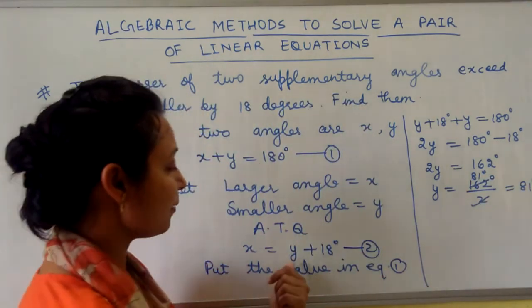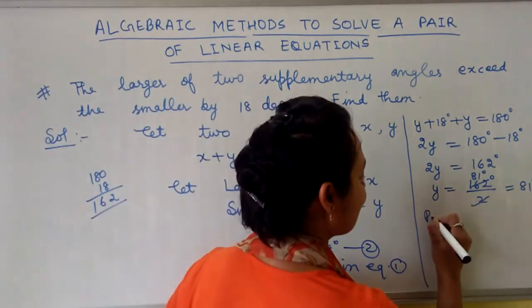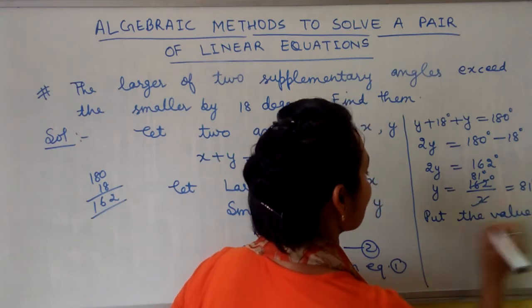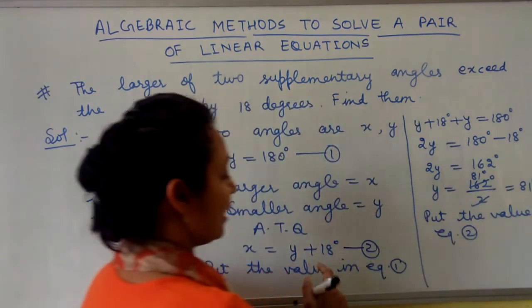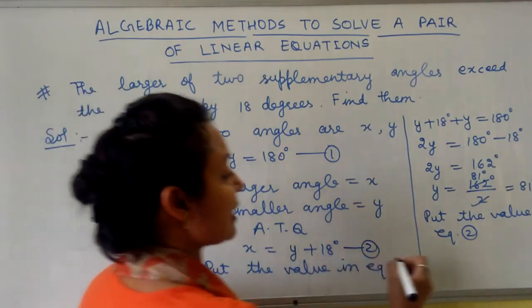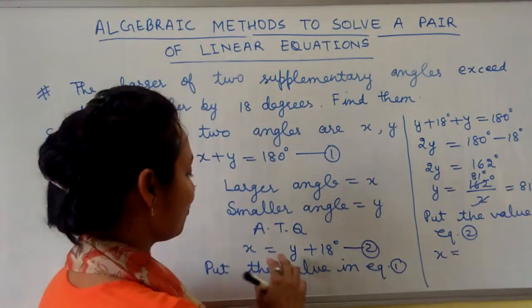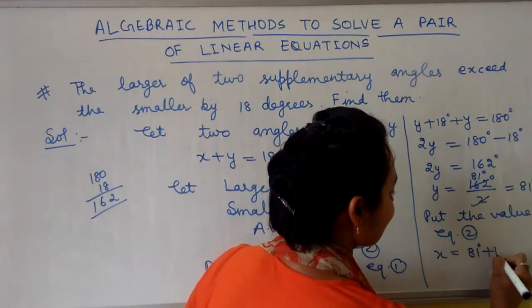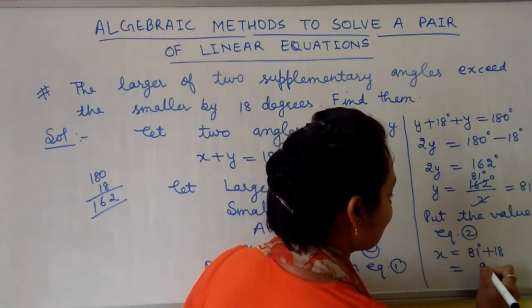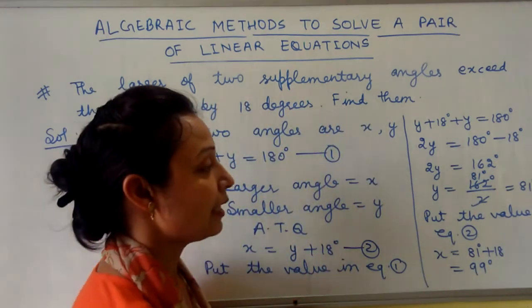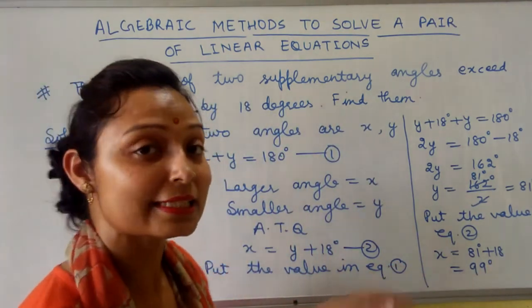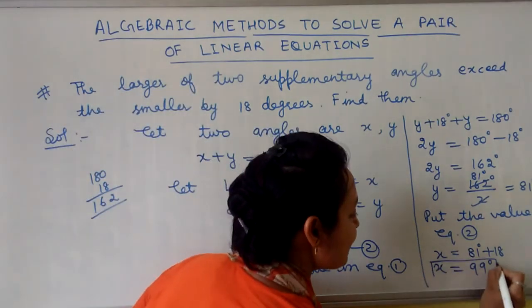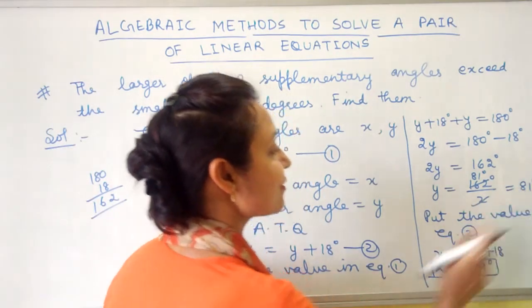Now come to equation number 2. Put the value in equation 2. What we have to find is x. x = 81 + 18. In place of y we write 81 + 18, that is 99. Is it right? 99. So x = 99 and y = 81.